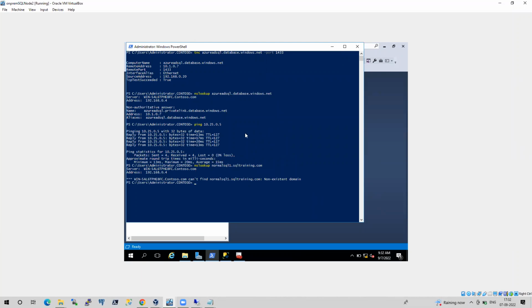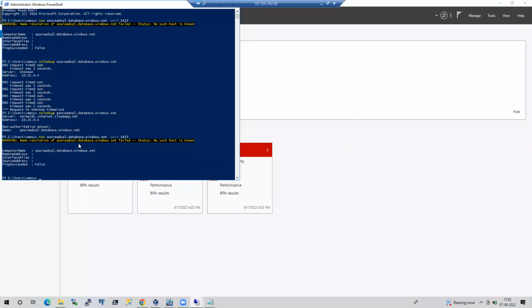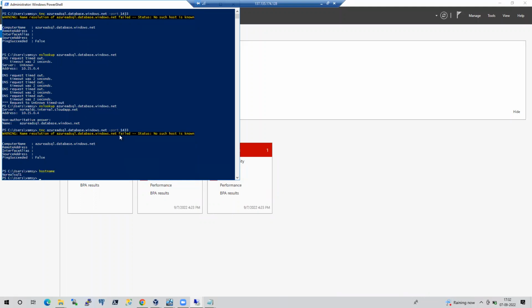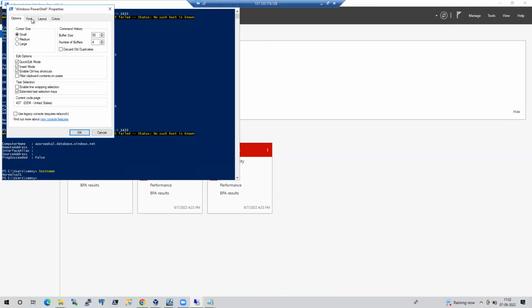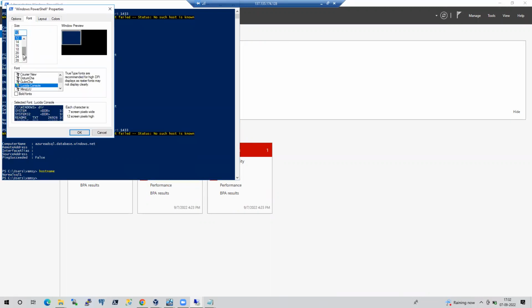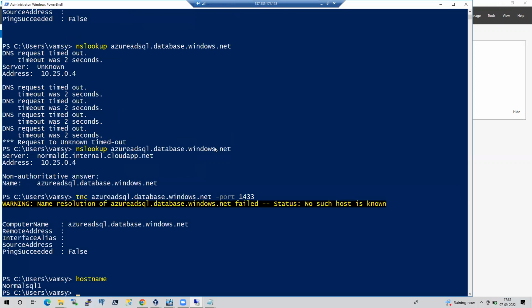I don't have that. Even forget about on-premises, even if I come here and try to access the Azure AD SQL and the other things, it is not working. This is my normal SQL one machine. Let me show you the host name. Normal SQL one. Let me zoom a bit. Properties, font 24.